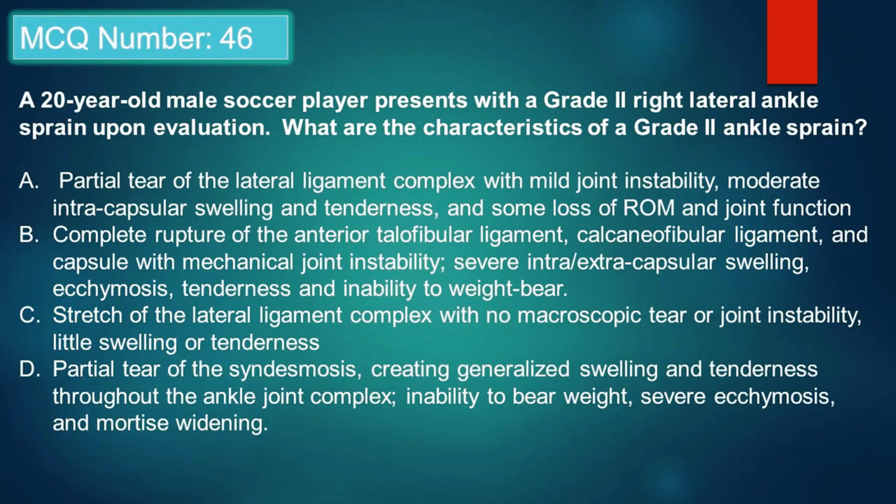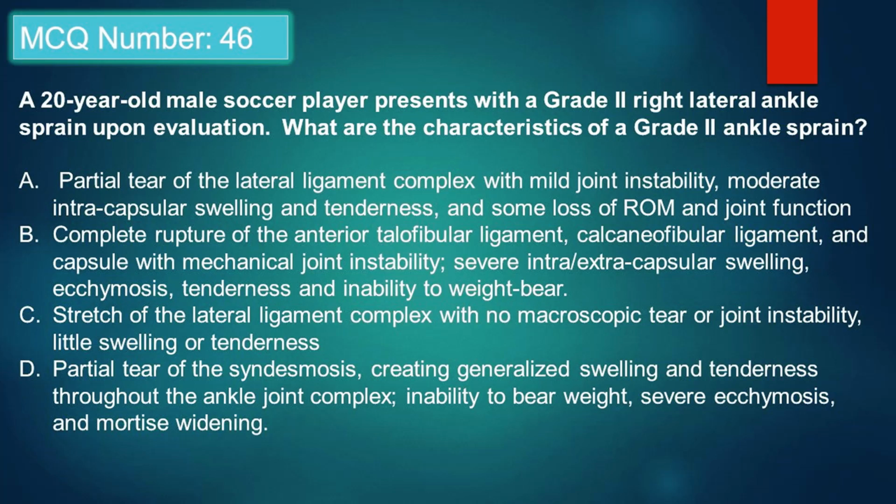Option B. There is a complete rupture of the anterior talofibular ligament and the capsule with mechanical joint instability, severe intra-extracapsular swelling, ecchymosis, tenderness, and inability to weight bear. In option C, stretch of the lateral ligament complex with no macroscopic tear or joint instability, or little swelling or tenderness. And in option D, there is a partial tear of the syndesmosis, creating generalized swelling and tenderness throughout the ankle joint complex, inability to bear weight, severe ecchymosis, and mortise widening.